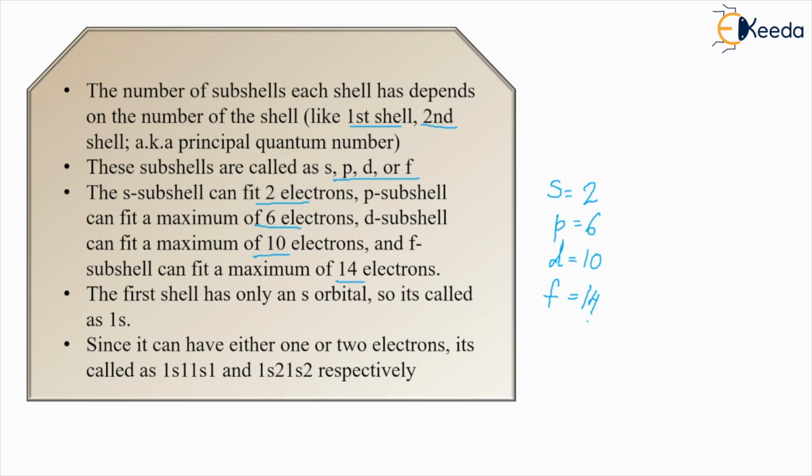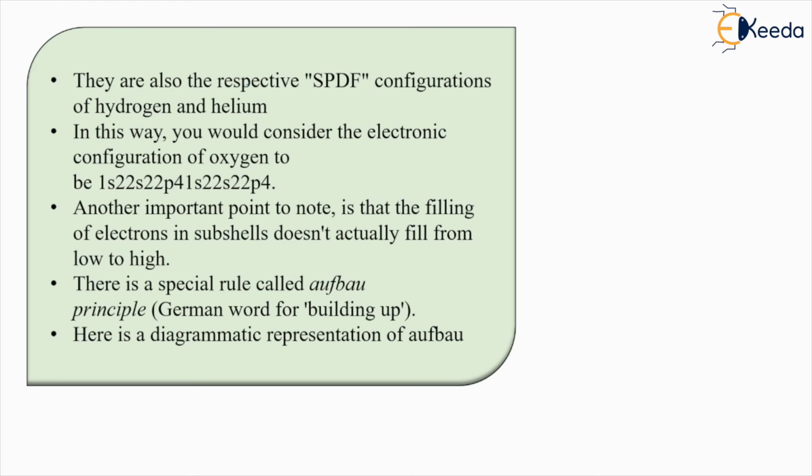The first shell has only s orbital, so it is called 1s. Whereas after that you have 2s, 2p, 3s, 3p, 3d. They are also known as SPDF configurations respectively. We have hydrogen, helium, and with them we start off. In this way, you would consider the electronic configuration of oxygen to be 1s2, 2s2. Over here, you can see it is 1s2, 2s2, 2p4.